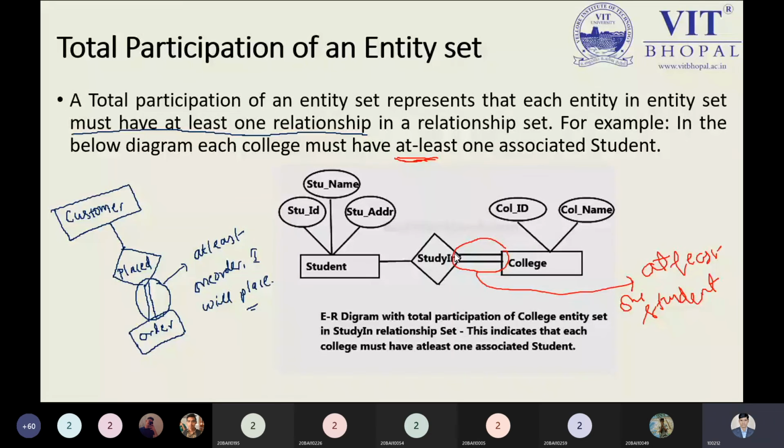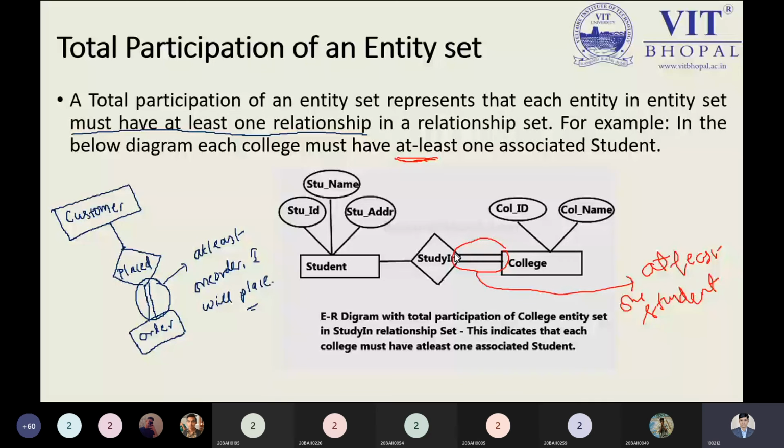So at least I have to make the one order. I have to place the one order. That is identified by the double line. In this case, if I'm opening a college, I got a great chance to open a new college. But if there is no student in my college, what is the sense of opening the college? If there is one student, we can say at least one student is studying in the college campus. That is identified by the total participation.